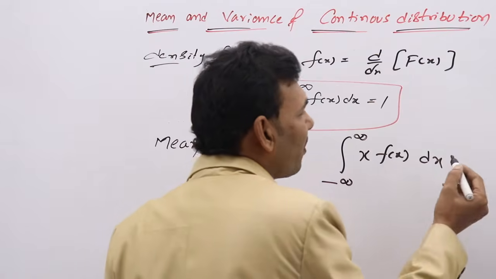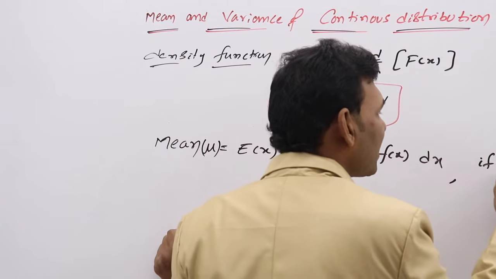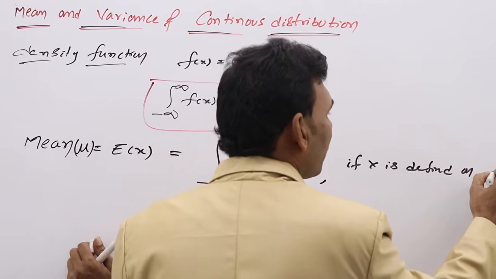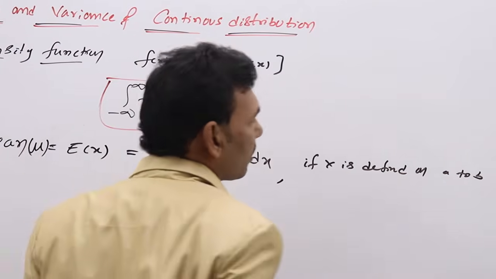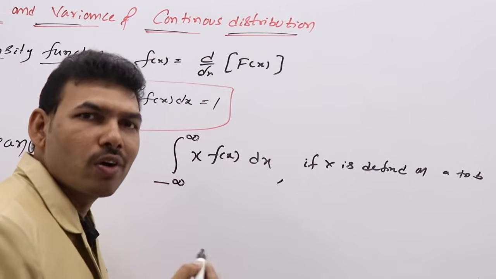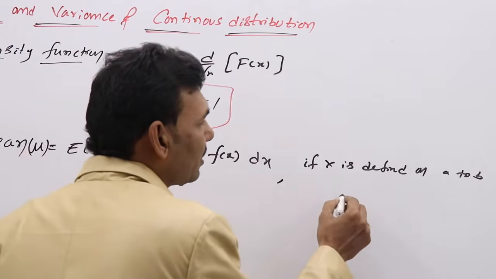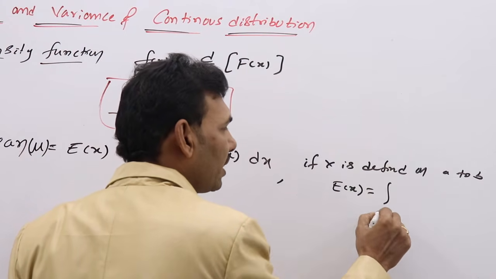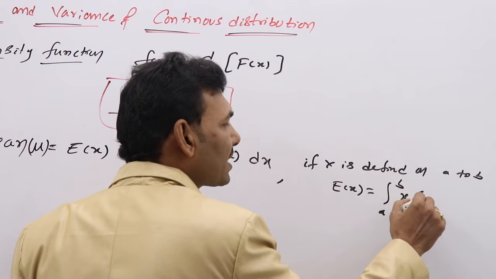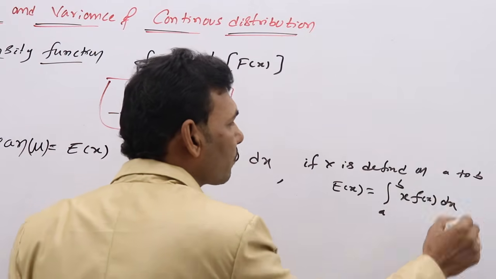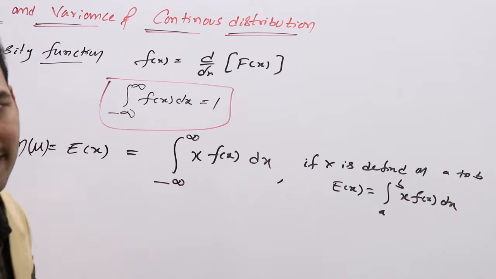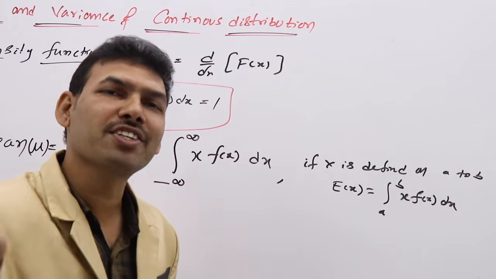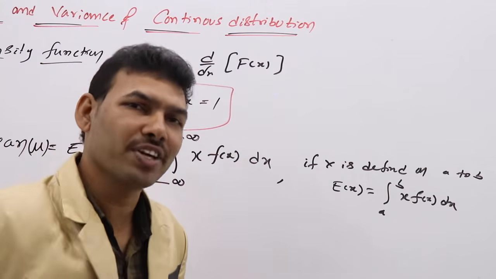If x is defined on a to b, that means a less than or equal to x less than or equal to b, then the same formula becomes: expectation of x is the integral from a to b of x f of x dx. What I mean to say here is, if small f of x is defined between 1 and 3, then expectation of x is the integral from 1 to 3 of x f of x dx.